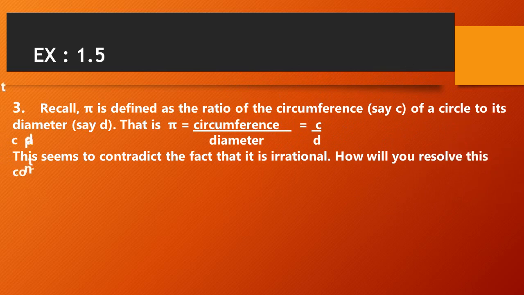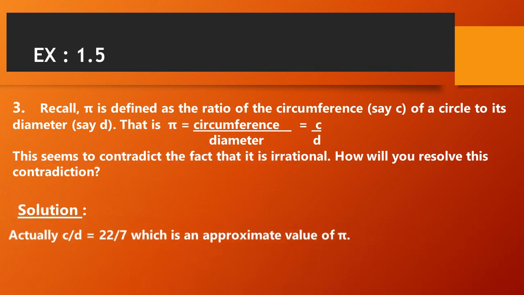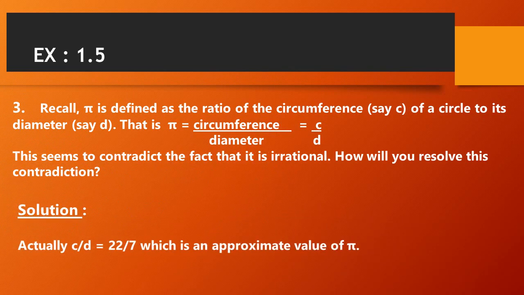Solution for this question: actually C by D, that is circumference by diameter, gives the result as 22 by 7, which is an approximate value of pi. I'll give you the reason for this. We know that when we measure the length of a line or a figure by using a scale or any device, we do not get an exact measurement. In fact, we get an approximate rational value.